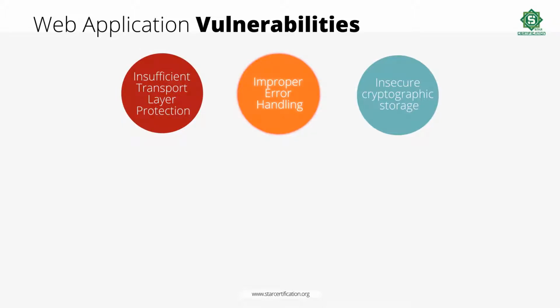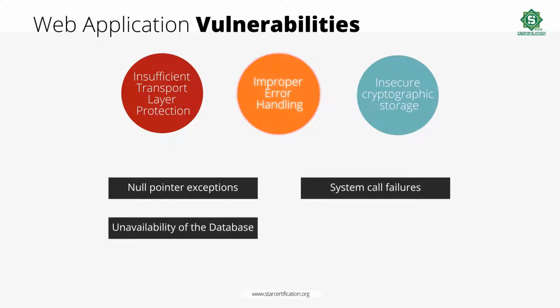Improper error handling occurs when errors are handled in an improper fashion. A lot of the security problems for websites are generated this way. Improper error handling provides insight into the source code, helping the attacker to identify existing vulnerabilities and launch various web application attacks. The attacker can thus gather information about the web application, like null pointer exceptions, system call failures, unavailability of the database, network timeout, etc.